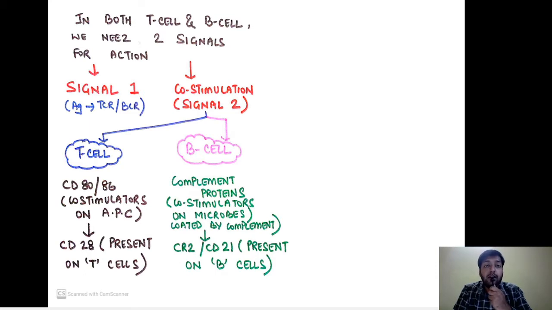Without the signal number 2, the cells cannot be stimulated. And why is it so? We will come back to it later. First of all, let us see about the signal number 2.